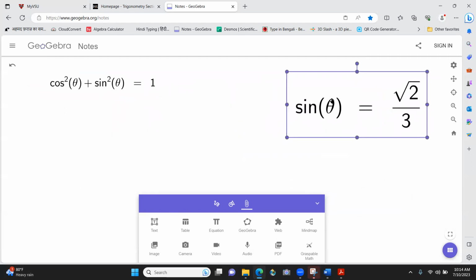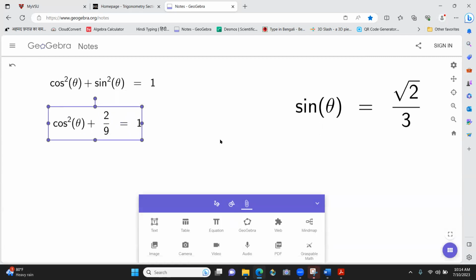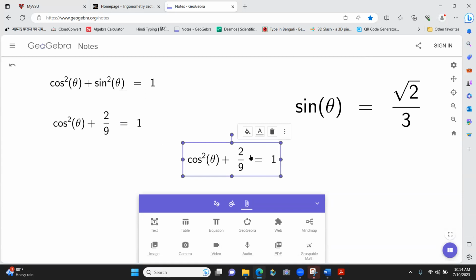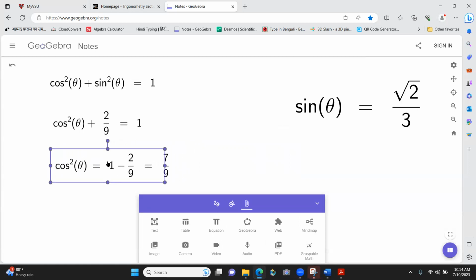All right, this came from the previous slide. Now I know sine square theta is what? Well, sine square theta. If you square square root of 2, you're going to get 2. If you square 3, you're going to get 9. And then if you subtract 2 9ths from both sides, because you're solving for cosine, you get 7 over 9. All right? You get 7 over 9.